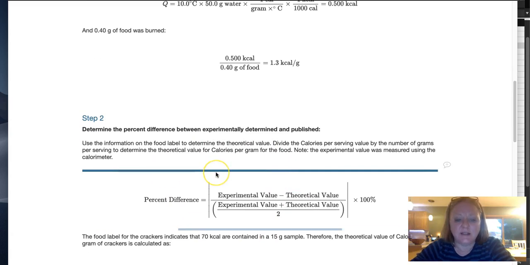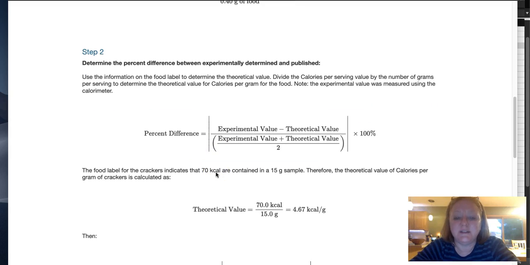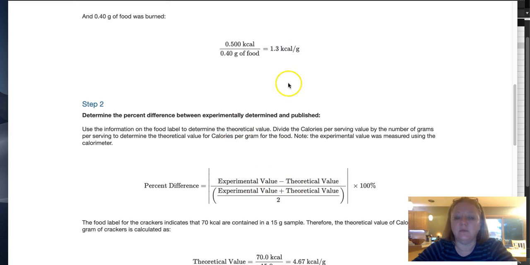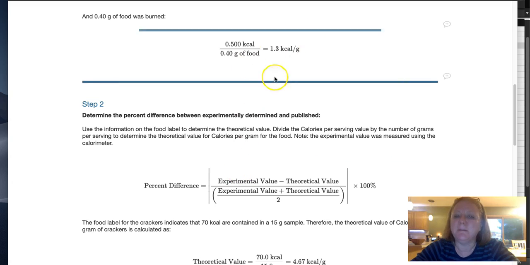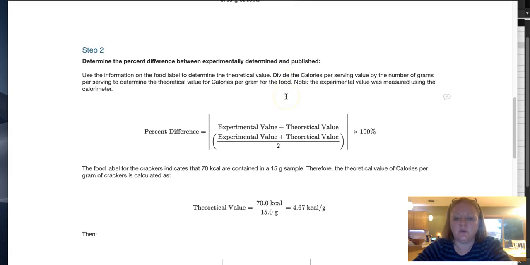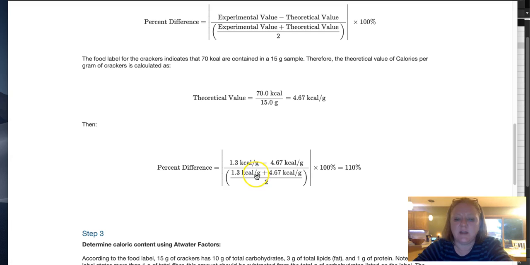And then finally, you're going to calculate the percent difference based on the food label. Whatever food item you use, you also have to have the little nutrition label off the back, and you're going to pull the value for what we call the theoretical value, which is what it is in theory, what it's supposed to be, how much energy per gram, from the nutrition label, and compare it to your experimental value. In this example above, the experimental value is 1.3 kcals of energy per gram of food burned. You plug it in here and do your percent difference. And then here's an example up there.